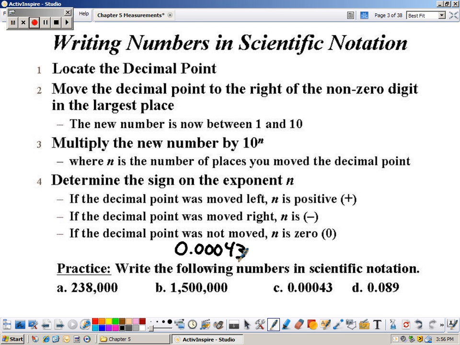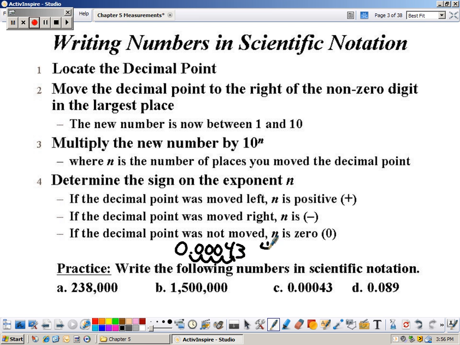We're going to do the same thing we did before, except this time we can see the decimal. So we're still going to move it to the right of the number that's in the highest place, the largest place. So that would be the 4, to the right of the 4. In order to get that decimal to the right of the 4, we have to move the decimal 1, 2, 3, 4 places to the right.